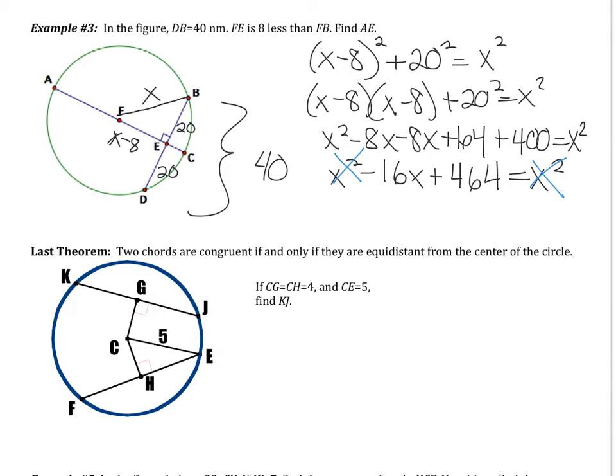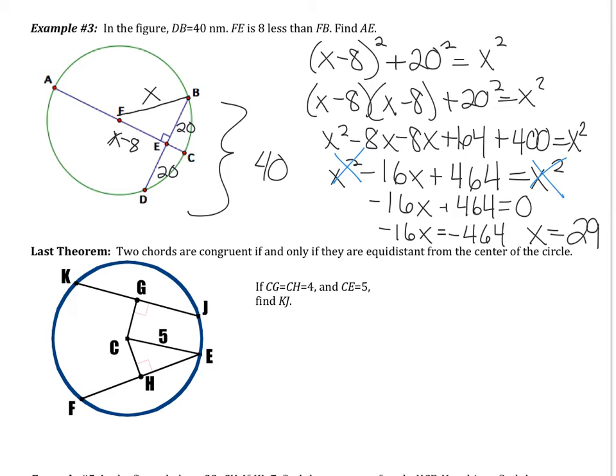And you're left with negative 16X plus 464 equals 0. Negative 16X is going to equal negative 464, and then divide by negative 16, X is going to equal 29. All right, so again, now we have to go back and see what we have to find. Our goal was to find AE.